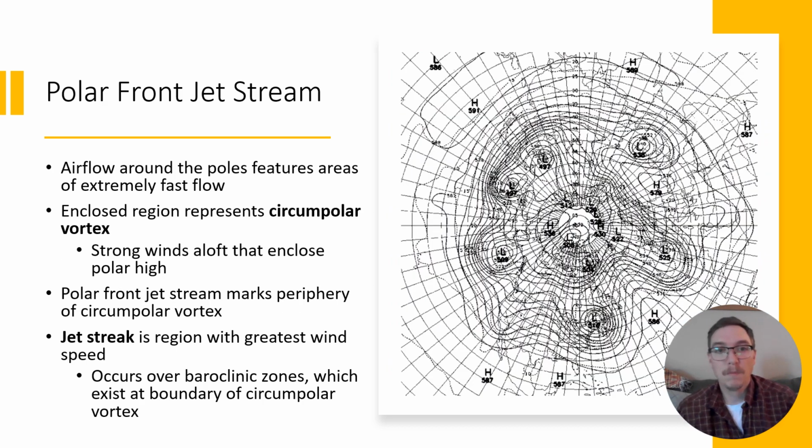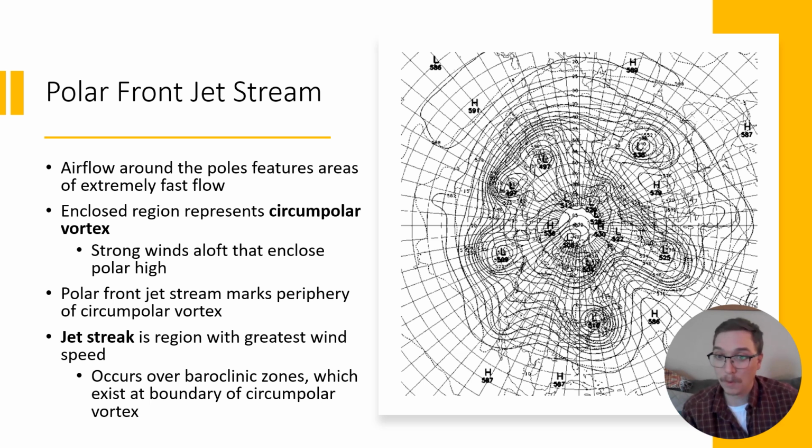And then airflow around the polar features areas of extremely fast flow. So our polar front jet stream, really. It's this enclosed region that represents our circumpolar vortex or polar front jet stream. Strong winds aloft that enclose our polar high. So the polar front jet stream marks the periphery of this circumpolar vortex. So the extent, really, of the circumpolar vortex.